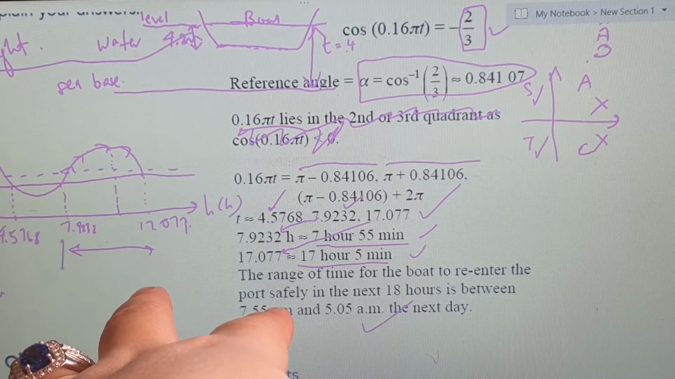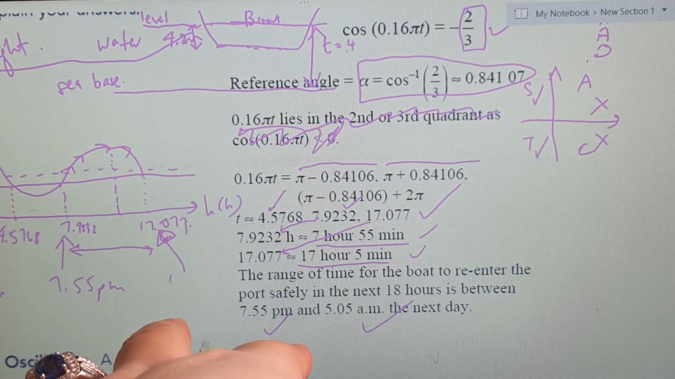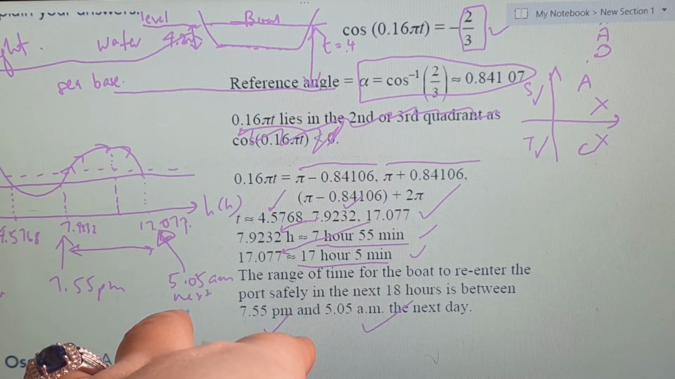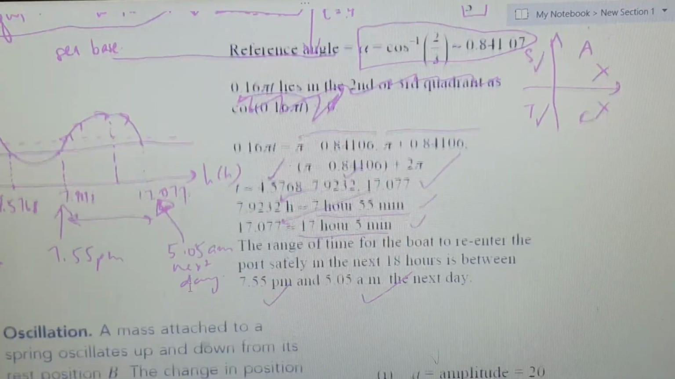Okay, this is your 7.55 p.m. and this one, alright, is your 5:05 a.m. the next day. Alright, okay, so that's all. Okay, now next one.